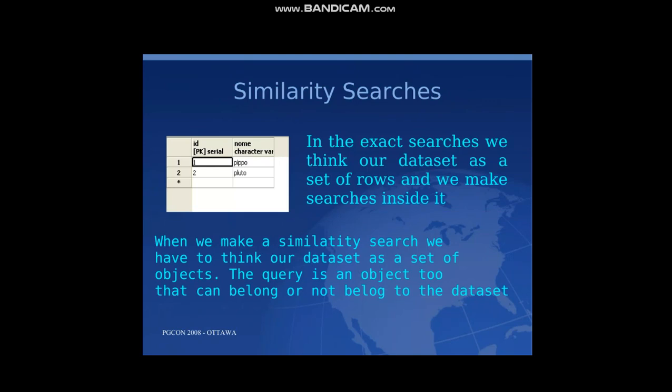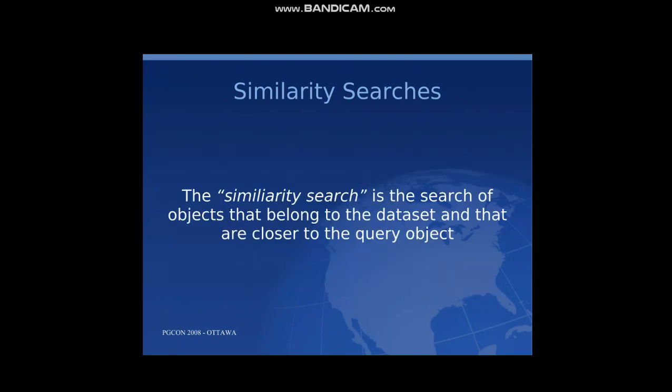Other similarity searches. In exact searches, we think of our dataset as a set of rows and we can make searches inside it. When we make a similarity search, we have to think of our dataset as a set of objects. The query is an object that can belong or not belong to the dataset. The similarity search is the search of objects that belong to the dataset and that are closer to the query object.